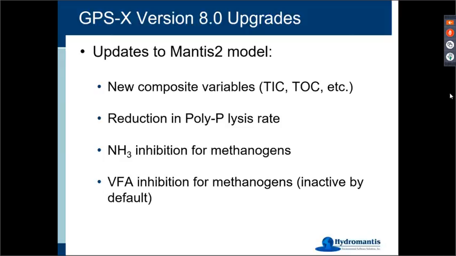And we've added 2 new features for methanogens, one being ammonia inhibition and the other being VFA inhibition for the methanogens. That last one by default, though, has a very high value for the inhibition constant, meaning that it's kind of turned off by default. If you want to activate that, you can lower that number from 1,000, which is where it's at now, down to 100 or 10 or whatever you like, to bring that inhibition to light and apply it to those methanogens.